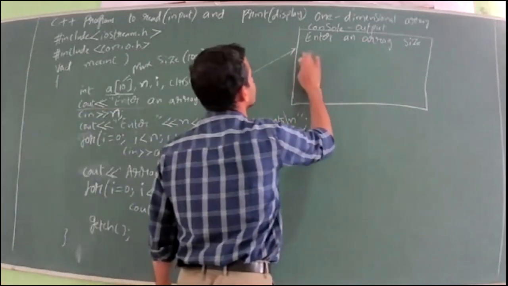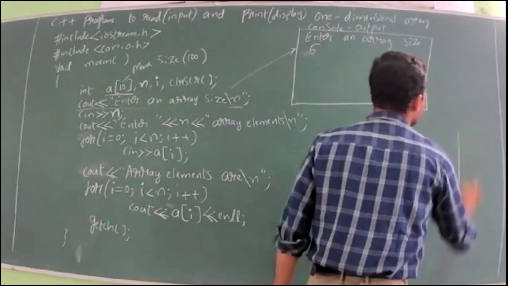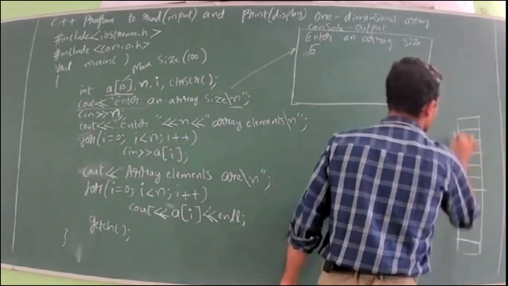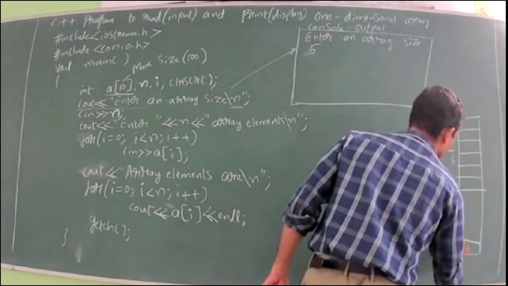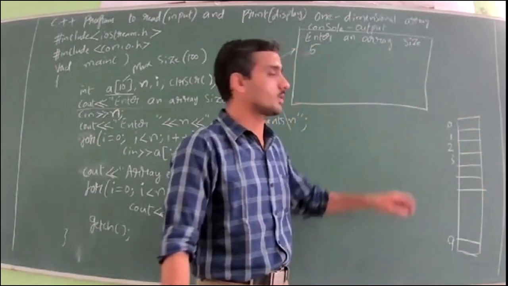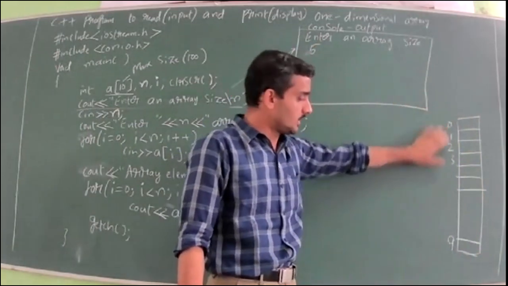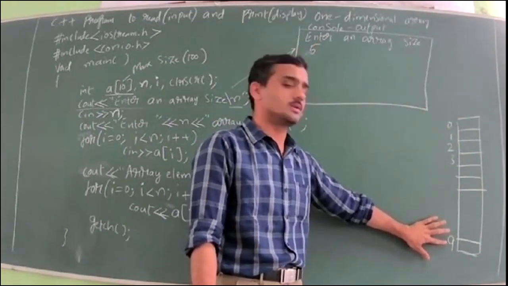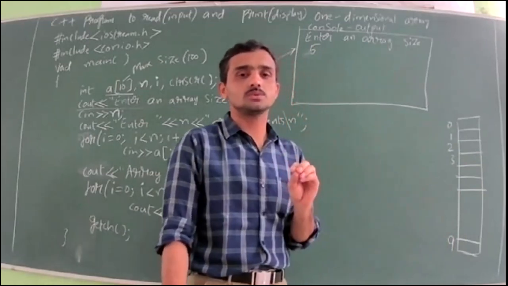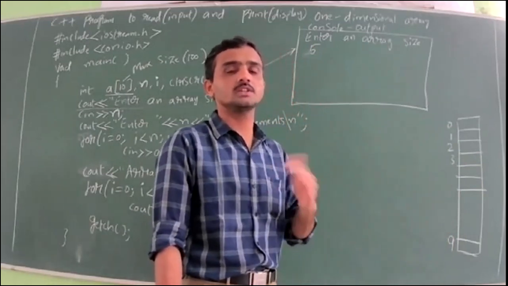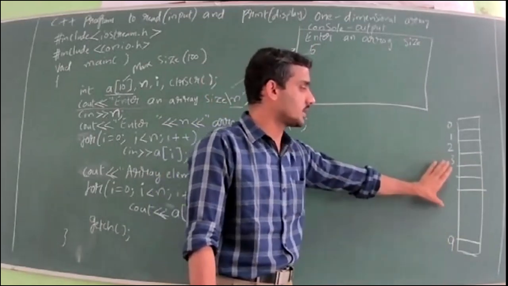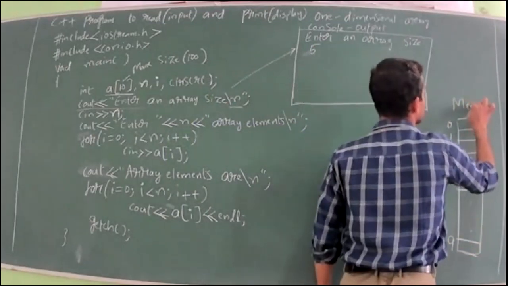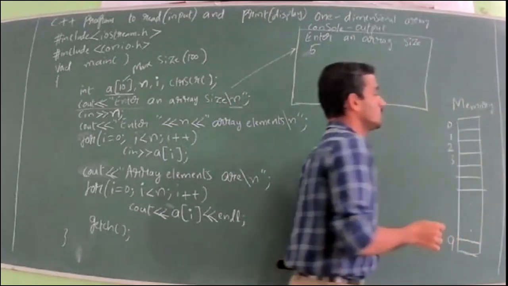For example, if I enter 5, then consider the memory locations. They start from 0, 1, 2 up to 9. So 10 locations means the array index starts from 0 and ends at 10 minus 1. Don't write 10 here, you should say 9. If there are 20 locations, you should say 19. The last location is always the number of elements minus 1. So 10 locations are present in the computer memory, and out of these memory locations we can use only 5.